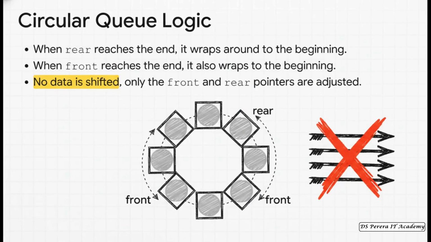The whole secret here is in how we manage the pointers. It's all about the logic. When the rear pointer gets to the end of the array, we just reset it so it points back to the beginning. And we do the same thing with the front pointer. Now, the absolutely crucial thing to understand is that we are not actually moving any data around in the array. That would be really slow and inefficient. All we're doing is cleverly adjusting where the pointers are pointing to reuse that empty space.